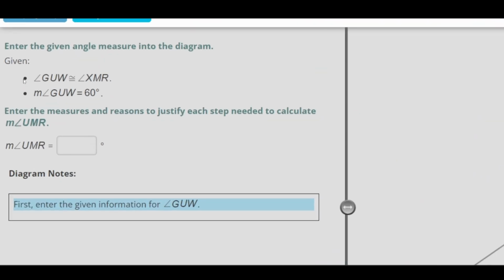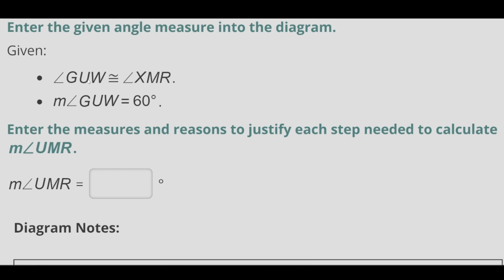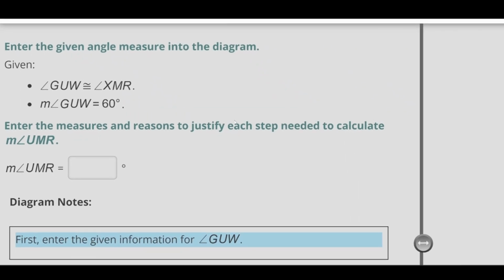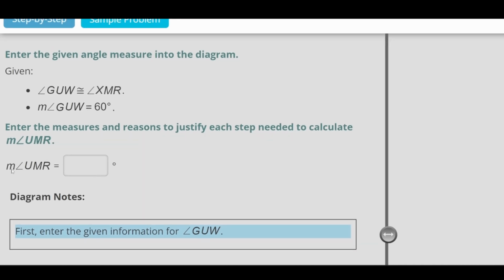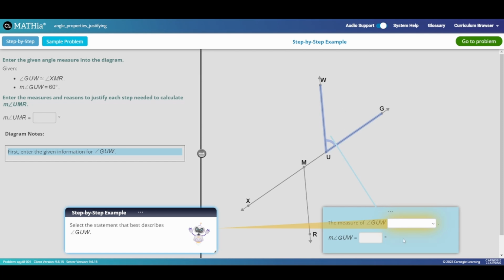They give us what's given over here. We have angle GUW is congruent to angle XMR, and also the measure of angle GUW is equal to 60 degrees. And eventually, after we fill out a bunch of things on the right side of the screen, we're going to get the measure of angle UMR and what its specific degree measure is. All right, so here let's see what it tells us.